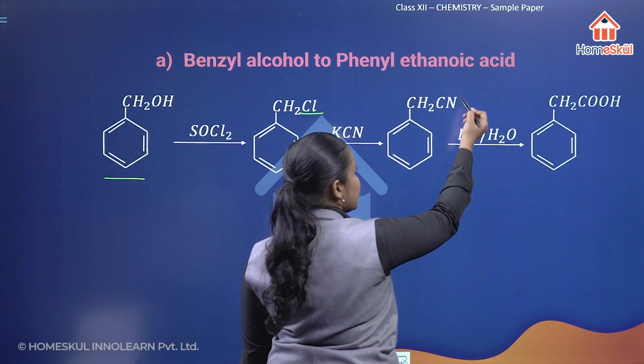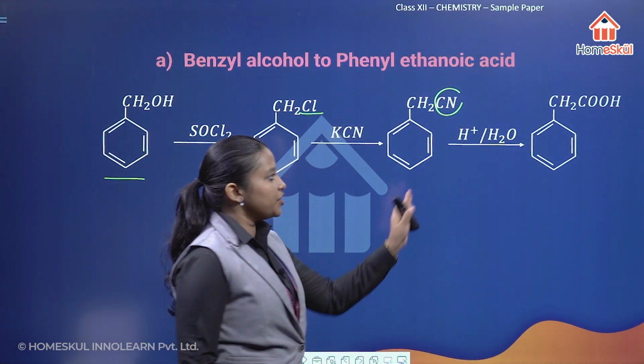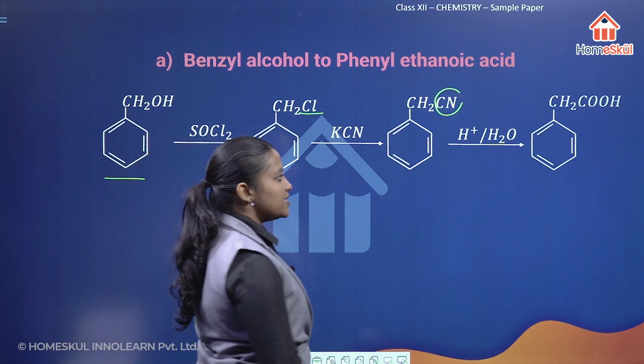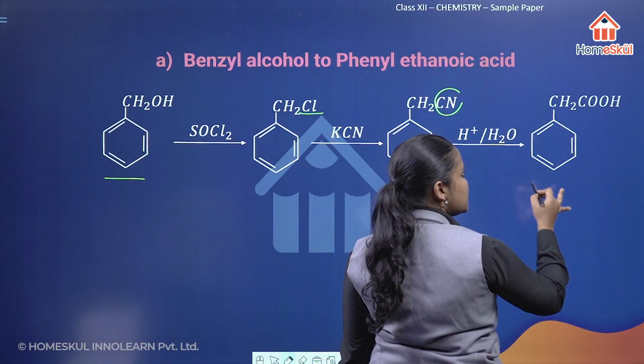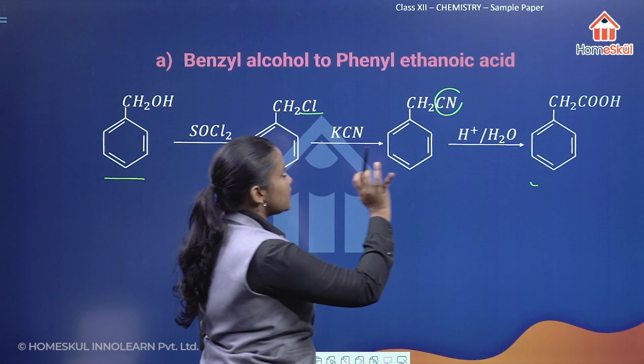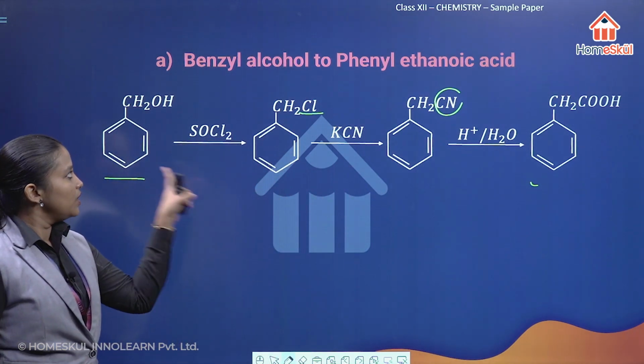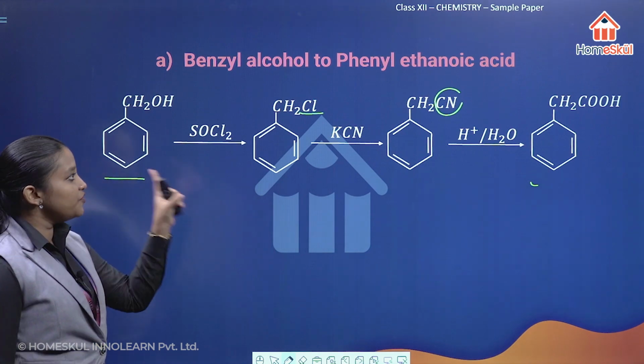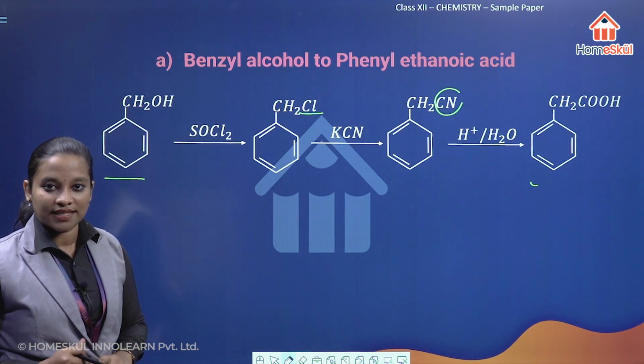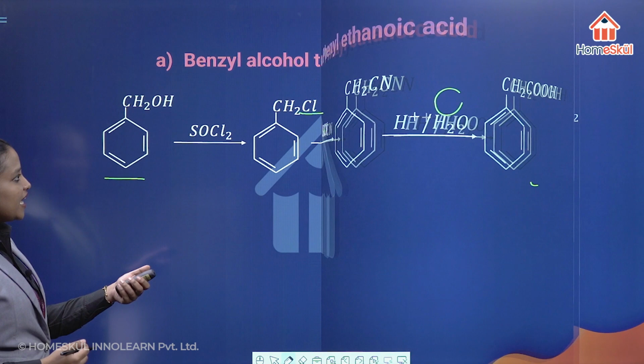Yes. The Cl is replaced by CN, and which undergoes what? Yes, hydrolysis, acidic hydrolysis, that will result in the formation of phenyl ethanoic acid. Okay, that's how a benzyl alcohol is converted into phenyl ethanoic acid. Now, moving on to the next one.